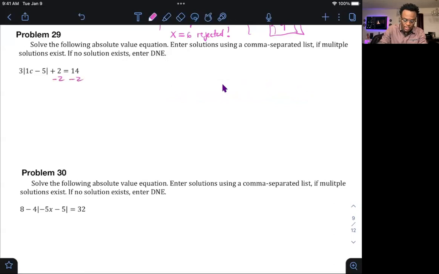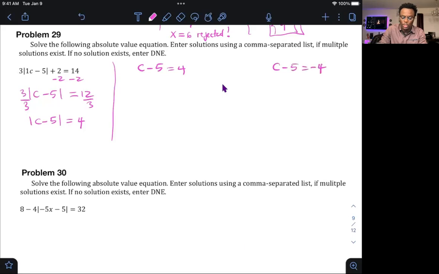Now let's isolate this absolute value. Subtract 2 on both sides. That's 3 absolute value of c minus 5 equals 12. Then we divide by 3. Absolute value of c minus 5 equals 4. Positive. Now we're going to create the two cases. C minus 5 equals 4. C minus 5 equals -4. See? Set it up like this.